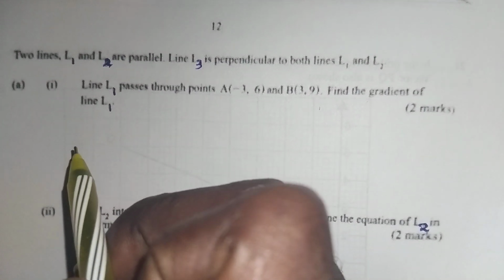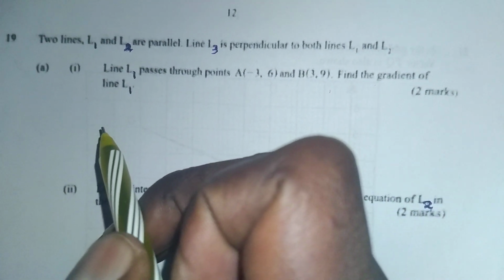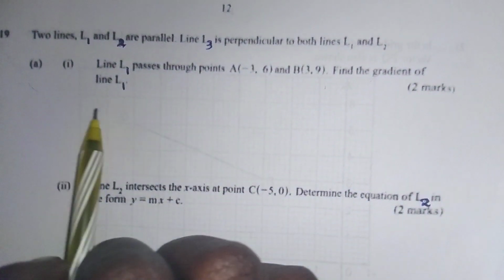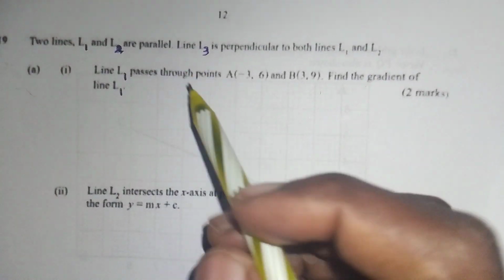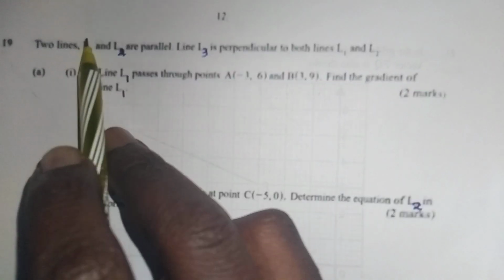Welcome to Vancic Maths KCSE 2025 Paper 1 Section 2, a question on equation of straight lines. This one is a 10 marks question.